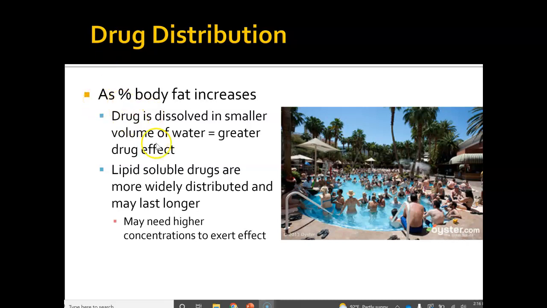When you look at this first one, the smaller the amount of water the drug is sitting in, the more concentrated it is. If you look at this picture, there's a lot of people in the pool. If we cut that pool in half with the same amount of people, it's going to be a lot more crowded, a lot more intense, and it's going to exert way more of an effect.